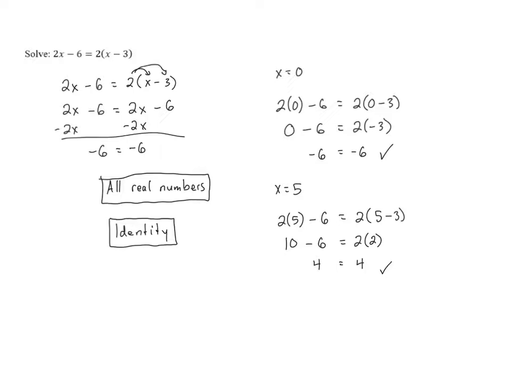In fact, if you're ever solving an equation and the variable disappears, and you end up with a true equation, like negative 6 equals negative 6, or 5 equals 5, that is how you conclude that all real numbers are solutions, or that it's an identity.